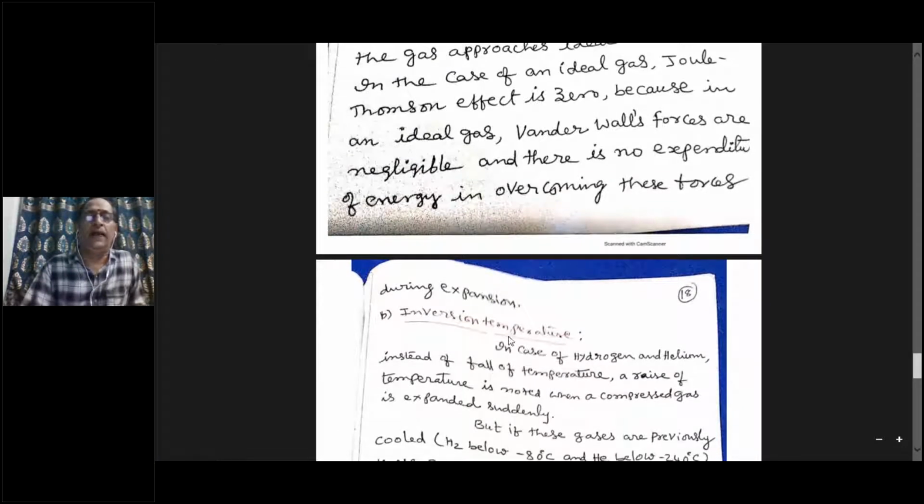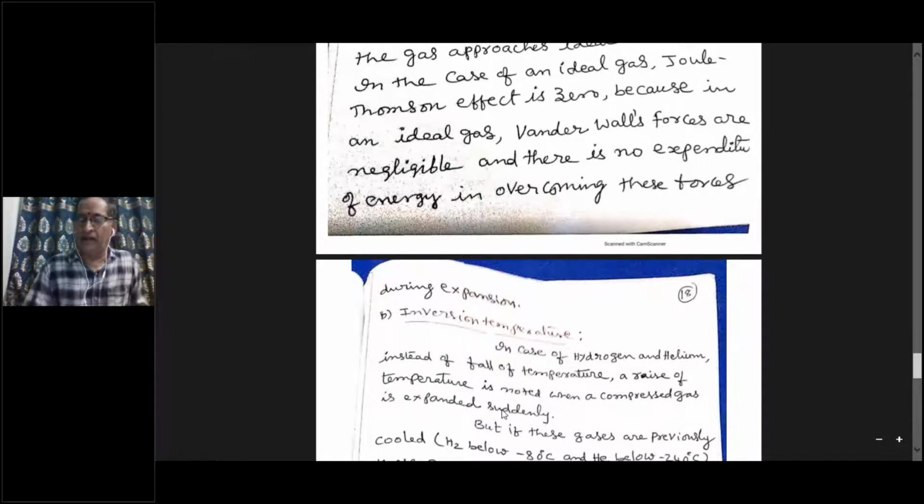Every gas will have a temperature called inversion temperature. When a gas is subjected to Joule-Thomson expansion, only below its inversion temperature, we get cooling effect. All the real gases like oxygen, nitrogen, carbon dioxide will have very high inversion temperatures. So when Joule-Thomson expansion takes place at room temperature, they get cooling effect.